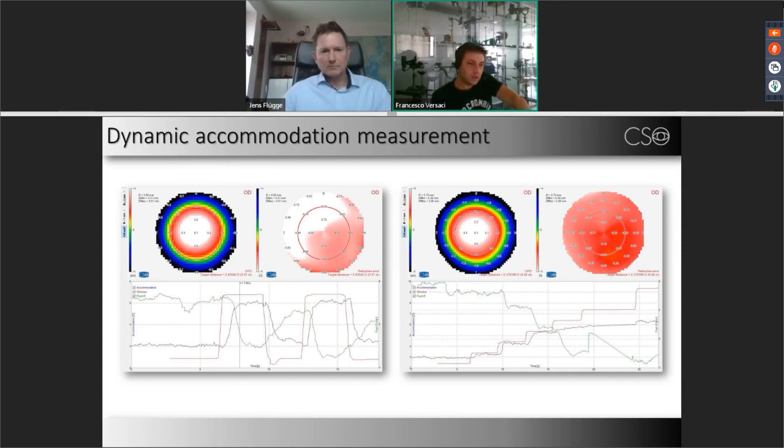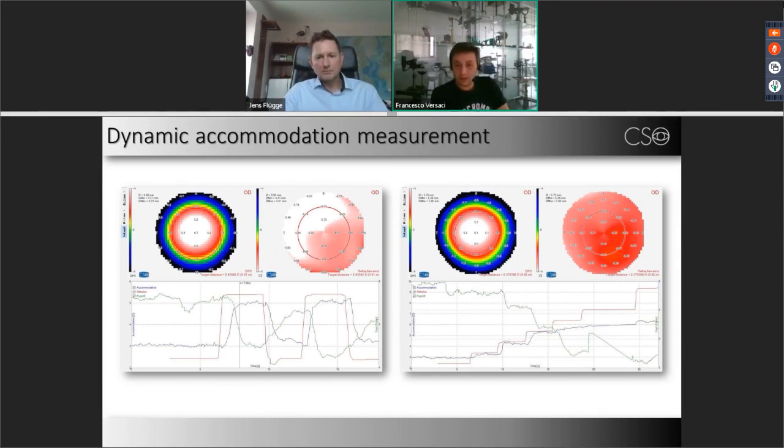The first exam uses a kind of rectangular signal, and so I see an object optically at infinity, and then suddenly it comes closer, and I'm asked to accommodate to see it sharp and in focus. And then I have to release the accommodation again because it goes back to infinity. And this one is the one on the left. The one on the right is the stair.